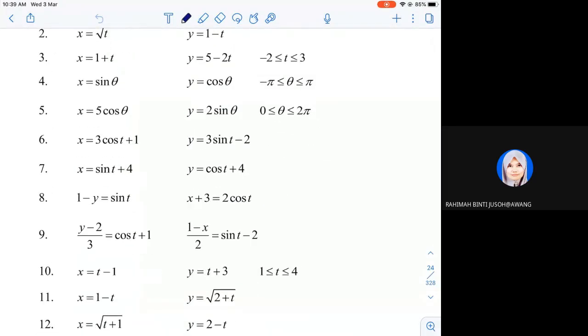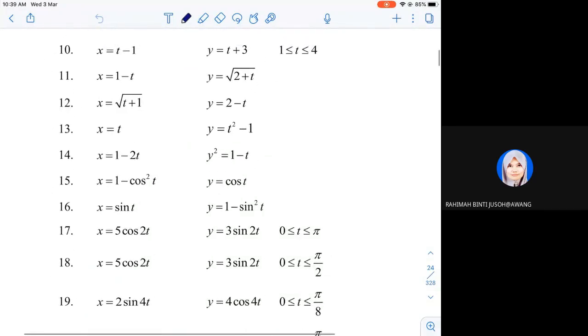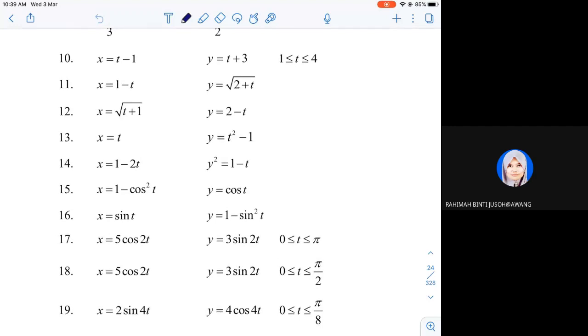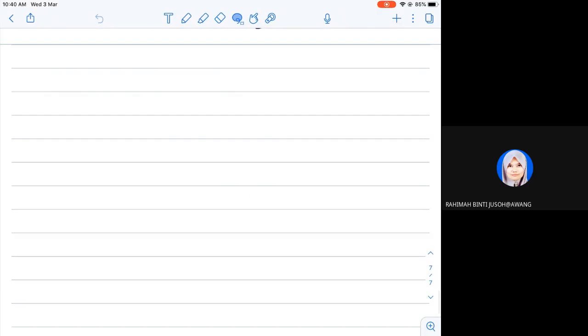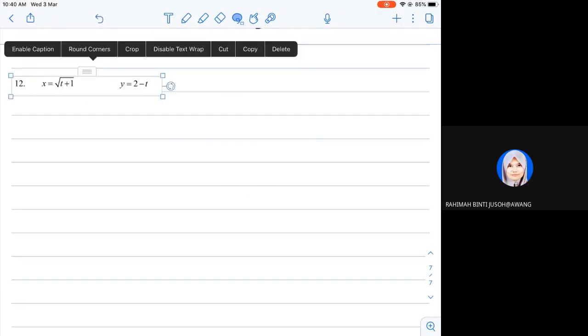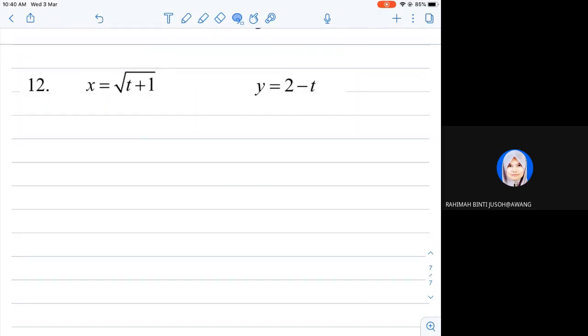Saya nak pilih soalan mana ni. Okay, let's say we do question number 12. Question number 12. Kita ada square root sign kat situ. Okay, question 12.